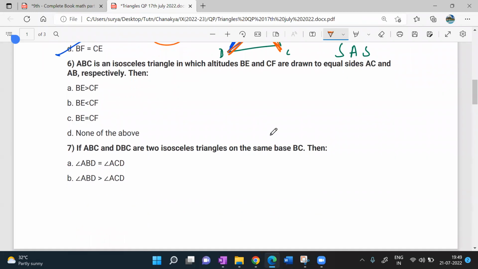Next, ABC is an isosceles triangle in which altitudes BE and CF are drawn on the equal sides AC and AB respectively. Get my point? It's the same thing. ABC is an isosceles triangle, and any two altitudes are equal in a triangle.